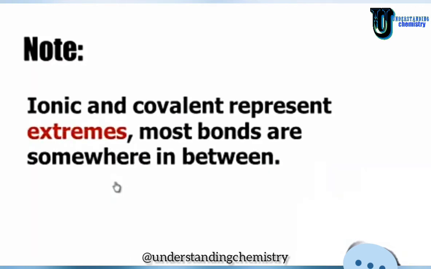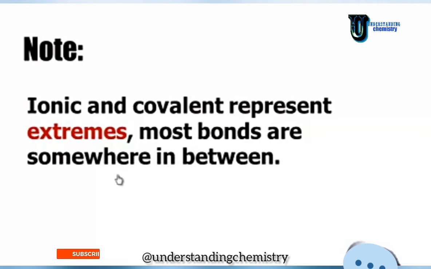Note, ionic and covalent represent extremes. Most bonds are somewhere in between, where they're somewhat ionic and somewhat covalent. And what we look for is, is it mostly covalent or is it mostly ionic? And a lot of that can be determined by their electronegativities. You know, ionic is a metal and a non-metal, and covalent is a non-metal and a non-metal. It's a good rule of thumb to help you determine the bonds that you're looking at.